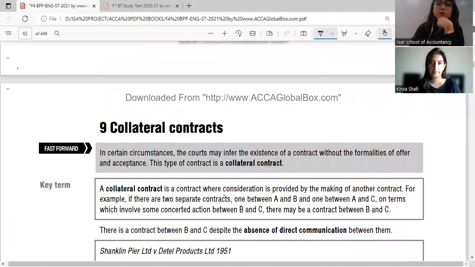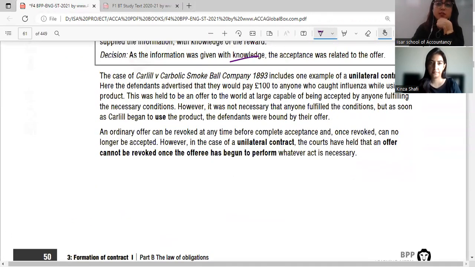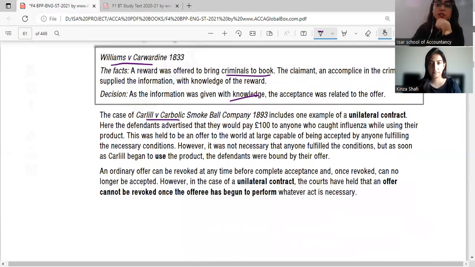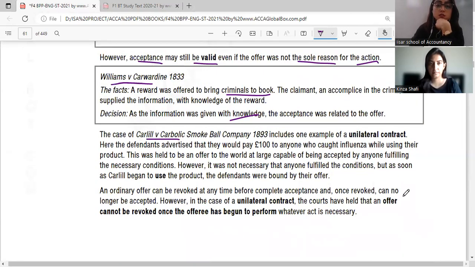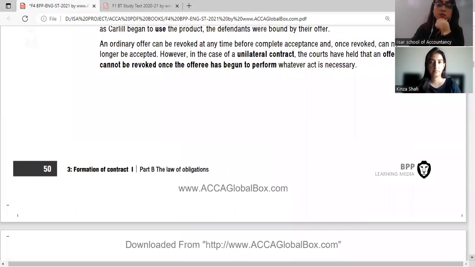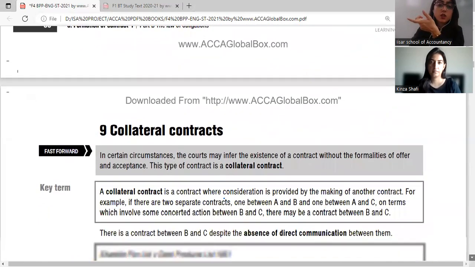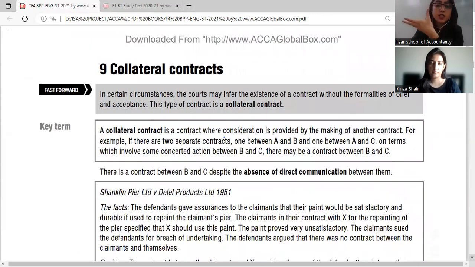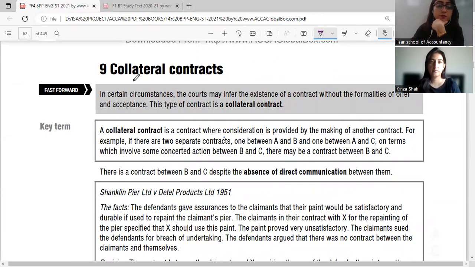Okay, an example of a unilateral contract, that means a one-sided contract, could be Carlill versus Carbolic Smoke Ball again. It could also be the criminal one, the dog one. It's a one-sided offer, and because nobody accepted it, or he was not aware of the offer, he did it out of kindness.